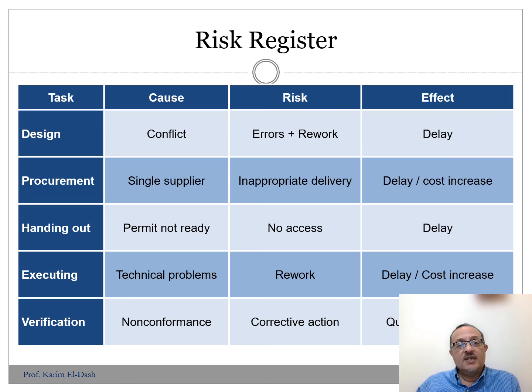That's just an example. We have different tasks in the left column here. These are the tasks or potential risks we might get. And what are the causes for that? If we have a problem with the design, is it a conflict between different trades in the design process? What are the risks? The risk might be errors that lead to rework in the design process. And if we cannot control that in the design phase, we have to rework that during the execution phase. Based on that, we have to consider that risk very well from the very beginning.